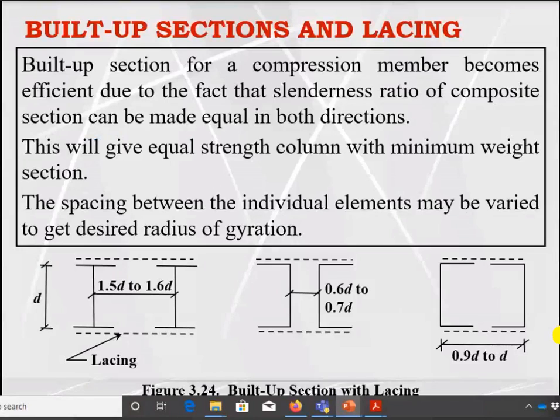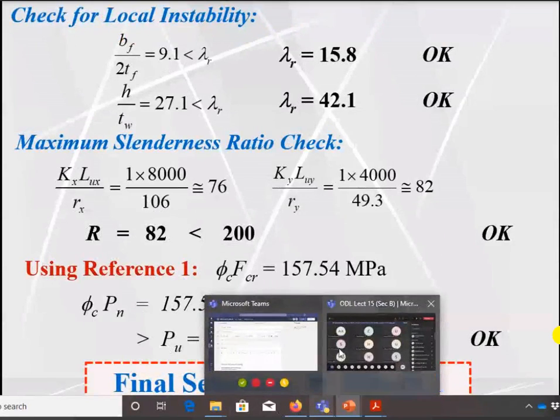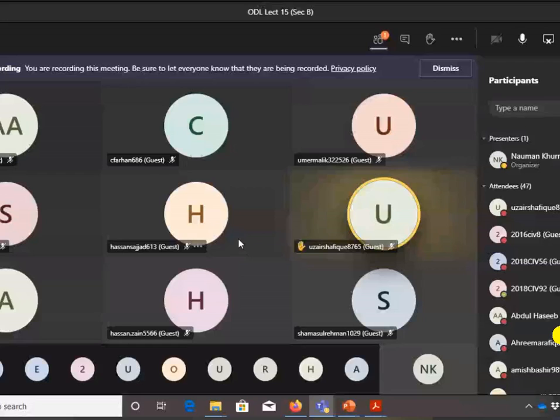So if you are having any question regarding this question or until here, you are most welcome. Please use the raise hand option. And if you are having any question. Okay, you are not having any question. Yes, Uzair, please ask the question.